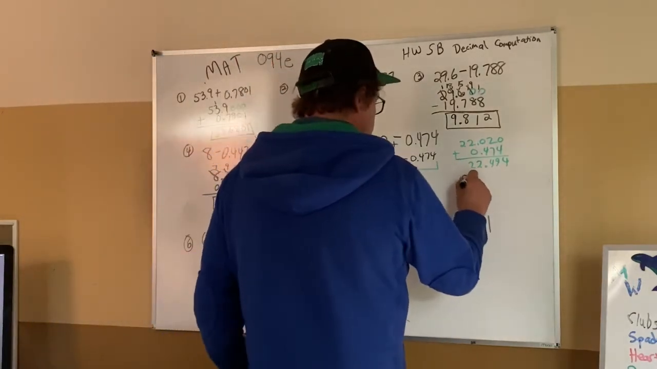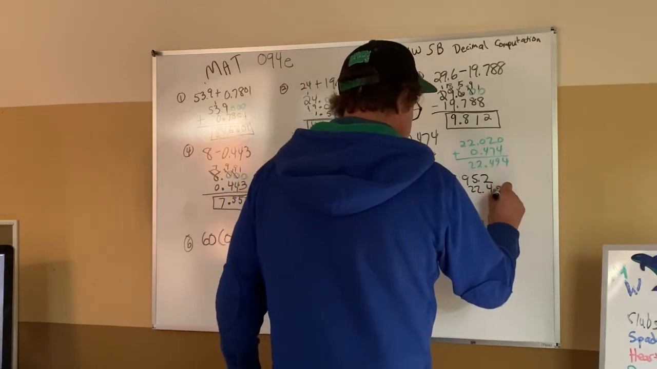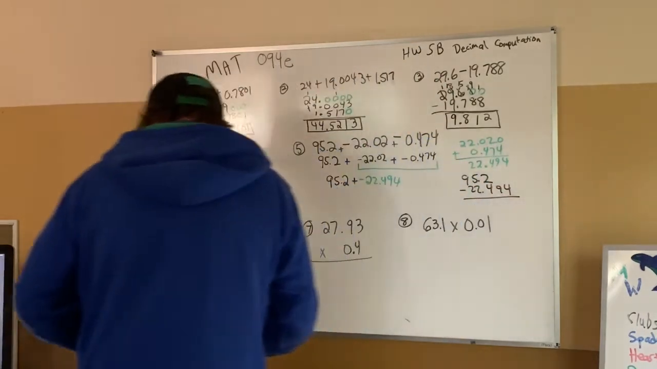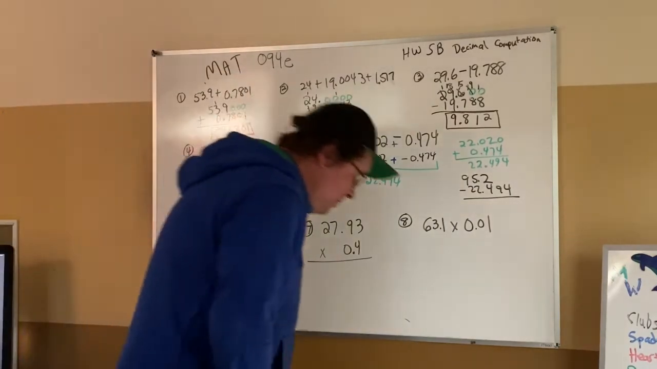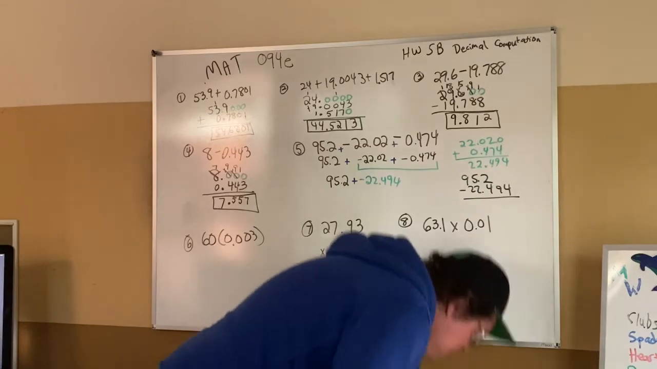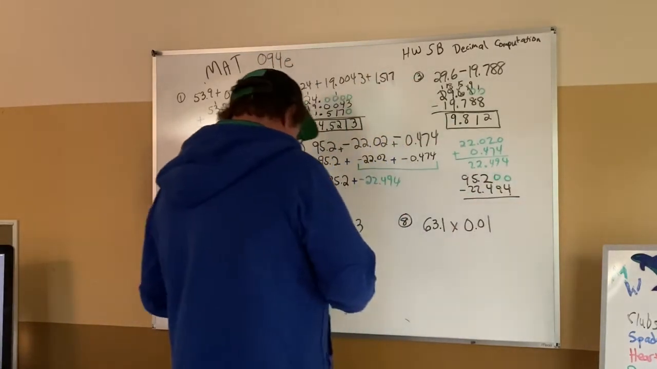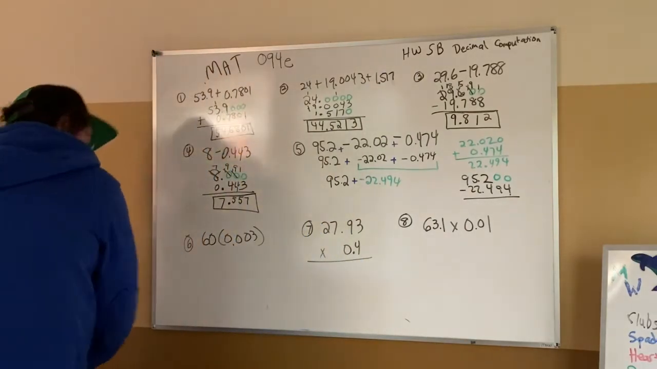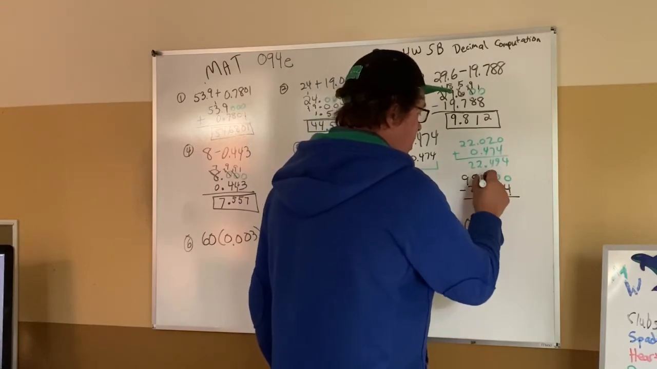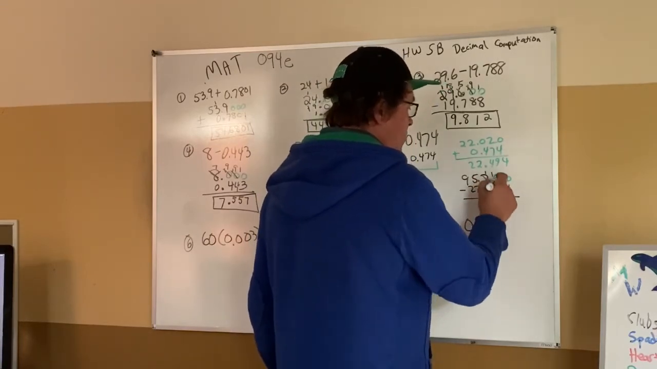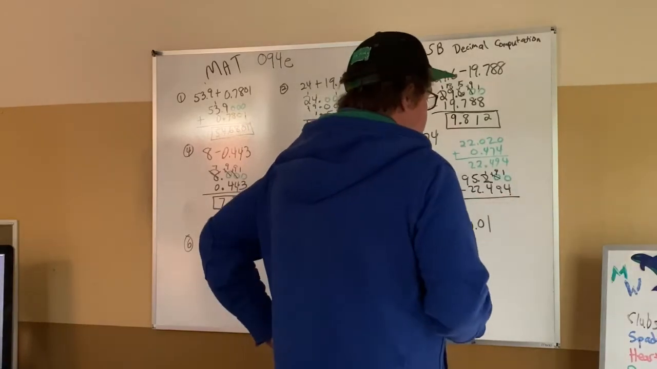95.2 subtracting 22.494. Once again, you must have the zeros to fill up our digits to allow them to work. 0 can't work, 0 can't work. We got to turn this 20 into 10 and 10. But before that happens, we've got to turn this 10 into 9 and this 100 into 90 and 10.